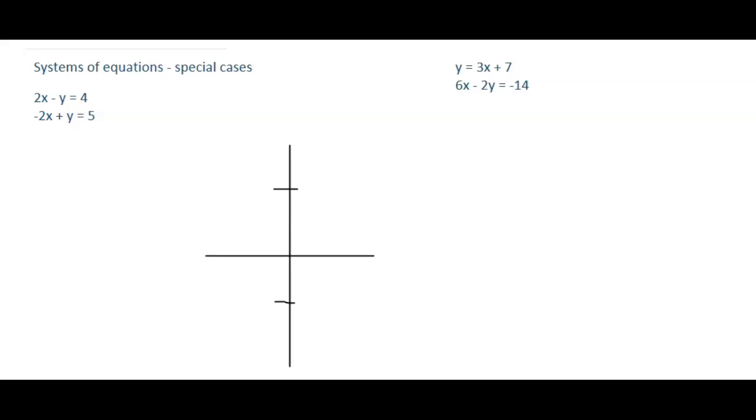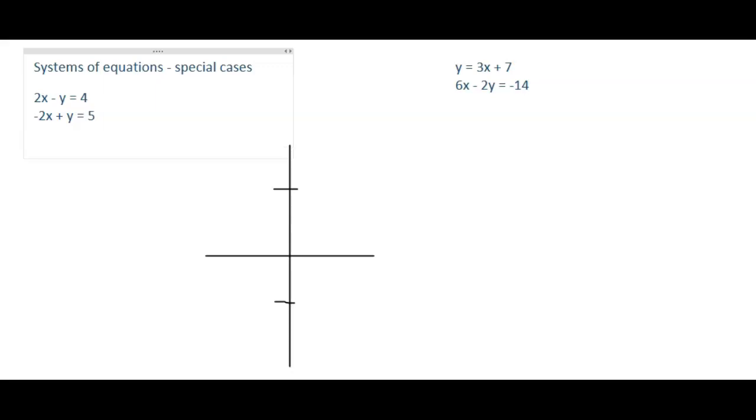There are a couple of unusual things that can happen when you're solving a system of equations, so let's take a look at those. Here's my first system here. It looks like it's set up and ready to go for elimination. I see I have positive 2x in the top equation and negative 2x in the bottom equation. If I add them together right now, my x's will be eliminated, so I'm going to go ahead and do that.